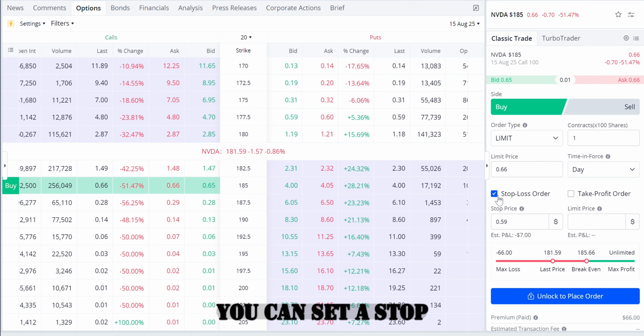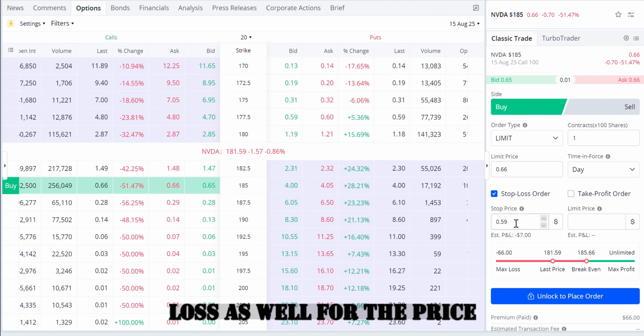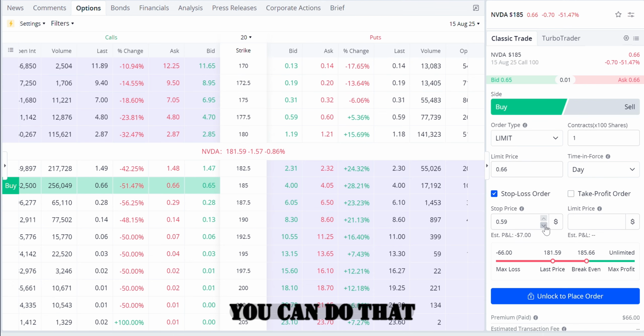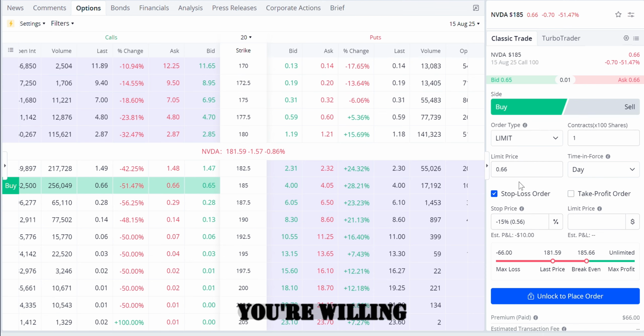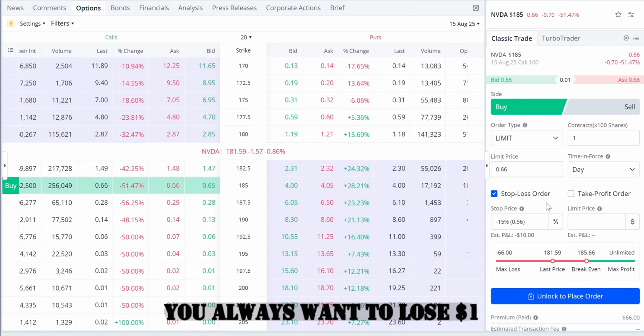Stop limit. Okay, you can set a stop loss as well for less than the price you paid. You can do that, or a percentage, which is cool. You can put 10-15%. I always go with 10-15% for beginners. Depending on how experienced you are, gauge that, but you can put your stop loss in there before you make the purchase of the contract. You're willing to pay $66 to make $30-40 on top of your 66, and you're willing to lose $10. That's a pretty good risk to reward ratio. You always want to lose $1 to try to gain $4, 5, 6. So that's a pretty good risk to reward ratio.